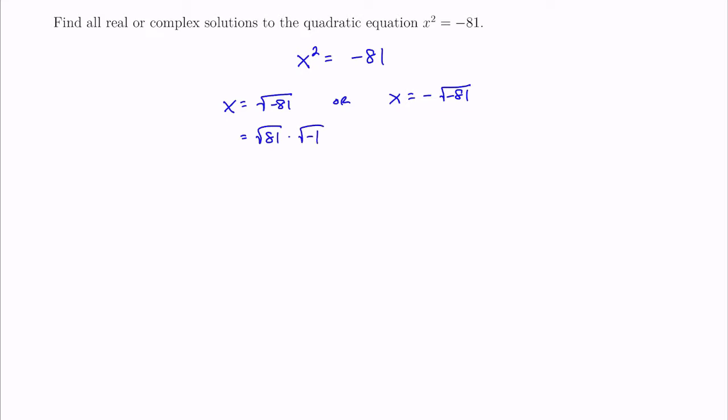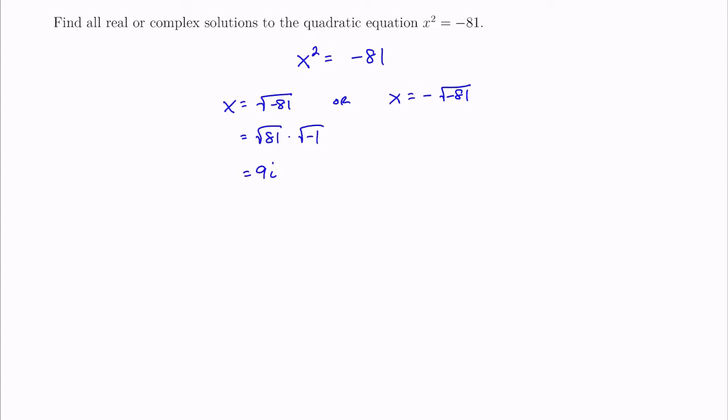The reason for doing this is that we can separate out the imaginary component on this answer from the real component. We should recognize that the square root of 81 is 9, and that the square root of negative 1 is i. So the first solution becomes x is equal to 9i.